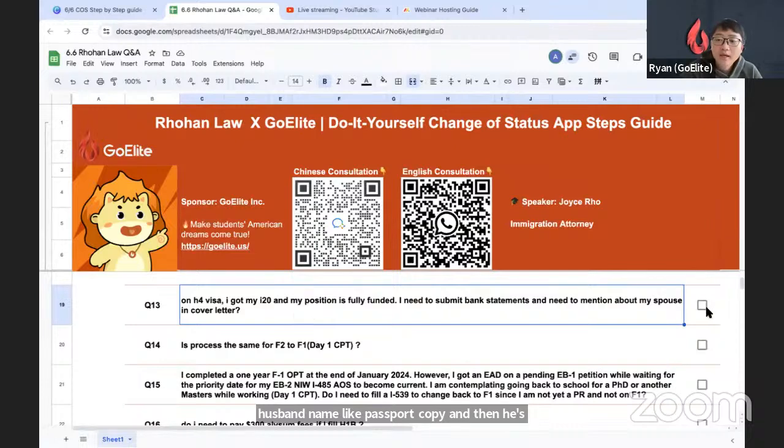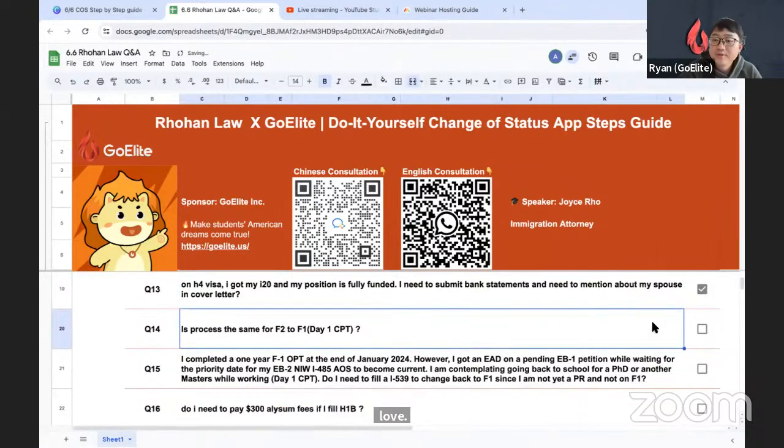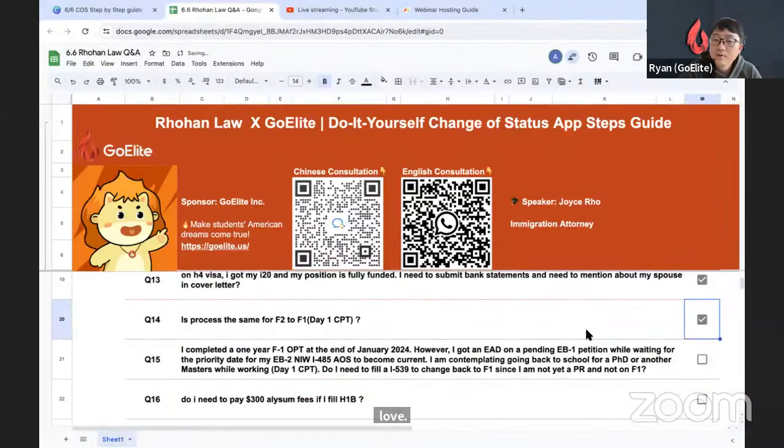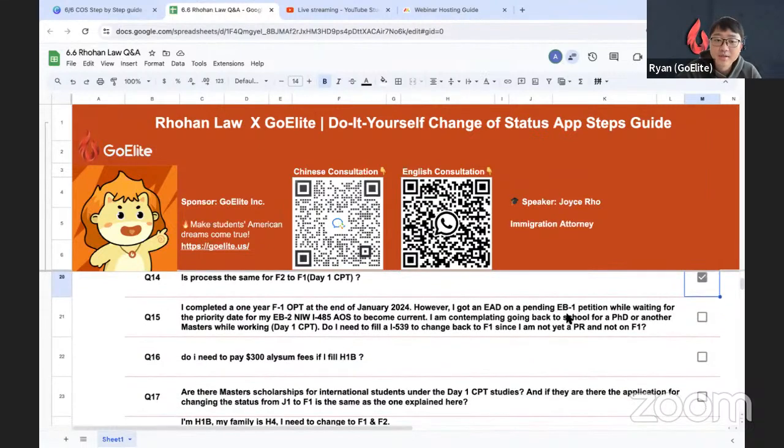Right. And the other questions, we answered this already previously. So F2 to F1 is you are submitting the same form, but once again, there's specific details that you need to pay attention to. So once we provide the recordings through your email, make sure that you review Joyce's presentations on the F2 to F1 part so you understand better about this case.